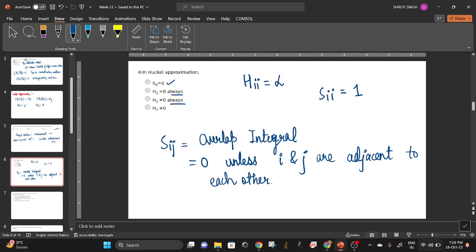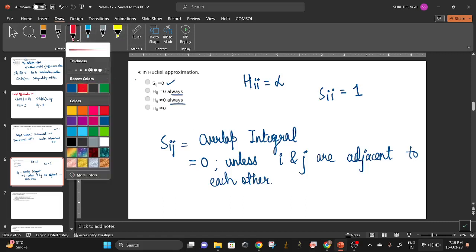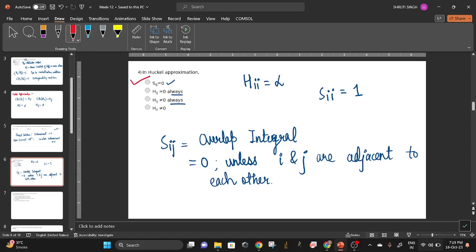Okay, so if they are not adjacent, we will write the overlap integral as some value s. So for this question, the correct answer is A. Sij is equal to 0 for the overlap between orbitals of atoms which are not adjacent, so far apart atoms.